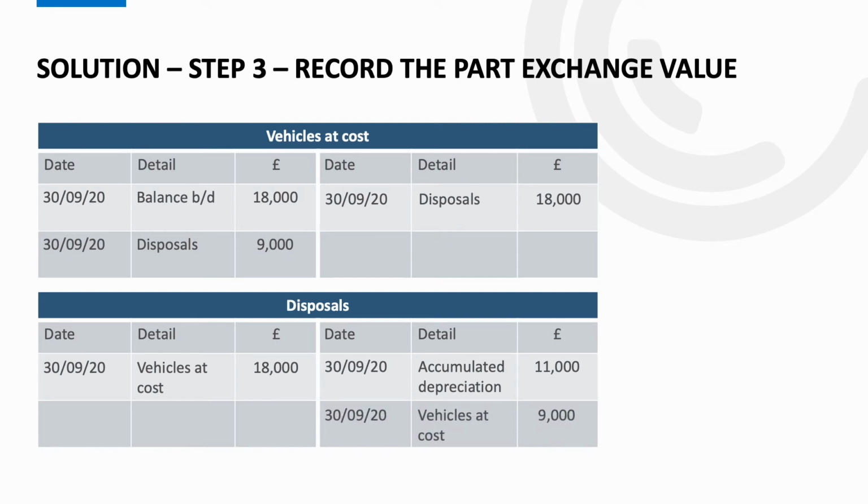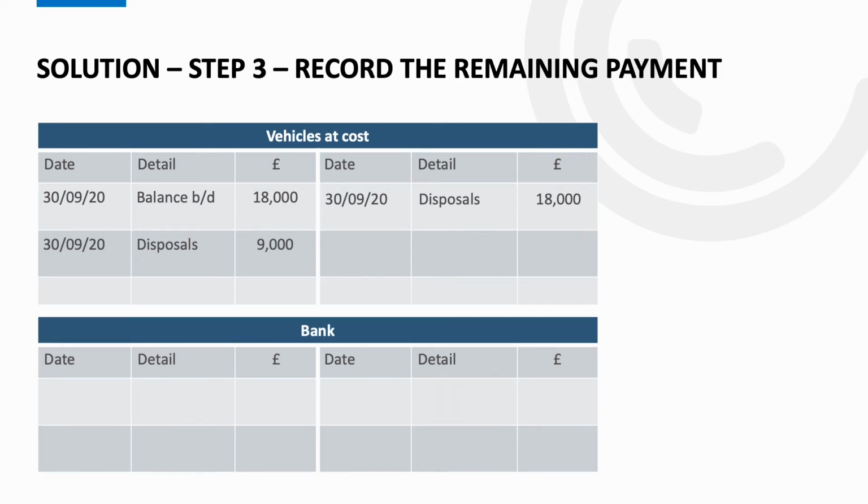Now another part of step 3 would be recording the remaining amount paid against the new asset. So the new vehicle was £23,000 and we've part exchanged the old asset against this, which was £9,000. The remaining balance to pay would therefore be £23,000 less £9,000, which gives us £14,000 to pay. To record this, we would debit the vehicles at cost for £14,000 and credit the bank for £14,000.